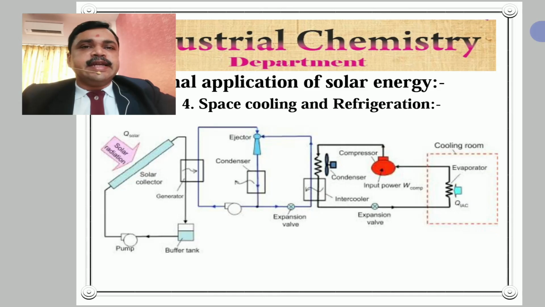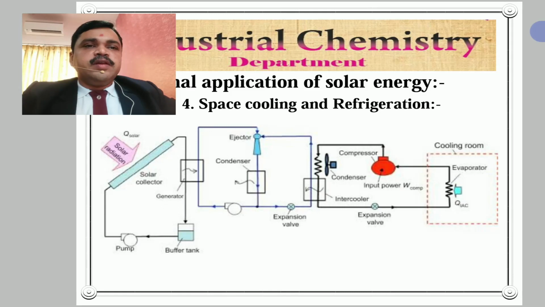The efficiency of such a system is about 50%. This is the schematic diagram, and this is the complete process for a space cooling and refrigeration system. With the help of solar energy, our target place is cooled by some refrigerants.